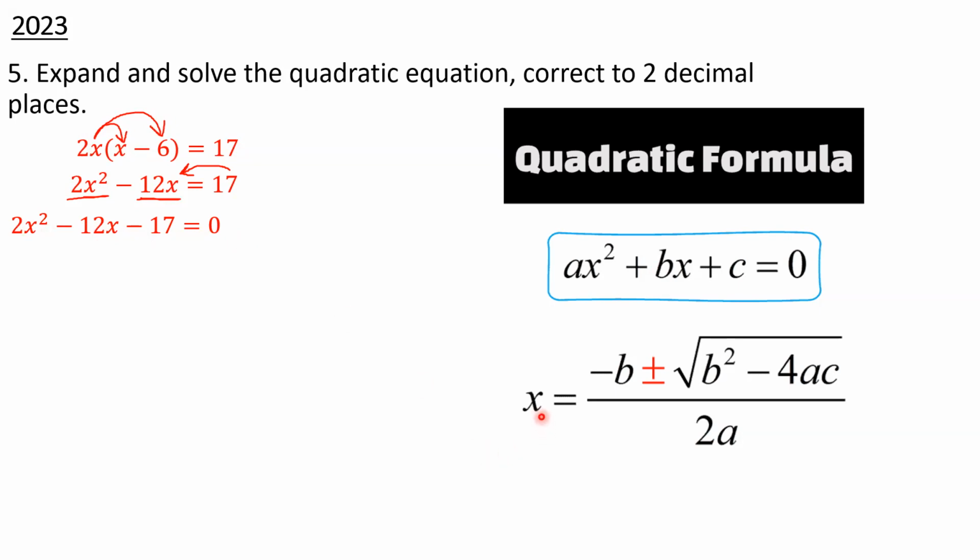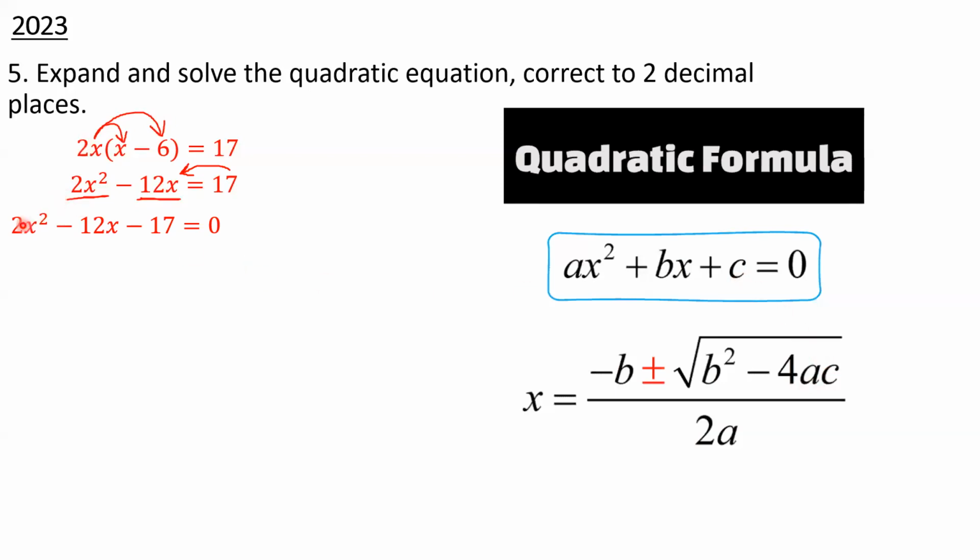What is the quadratic formula? The formula says that the solution to this equation is x equals negative b plus or minus the square root of b squared minus 4ac, all divided by 2a. The b here is the same b, the coefficient of x. The a is the same a, the coefficient of x squared. And the c is the same c, the constant.